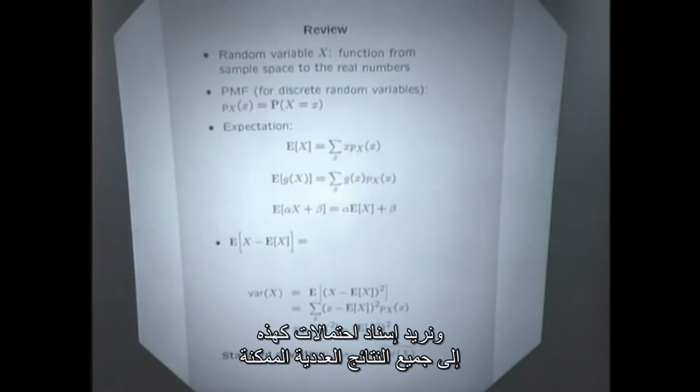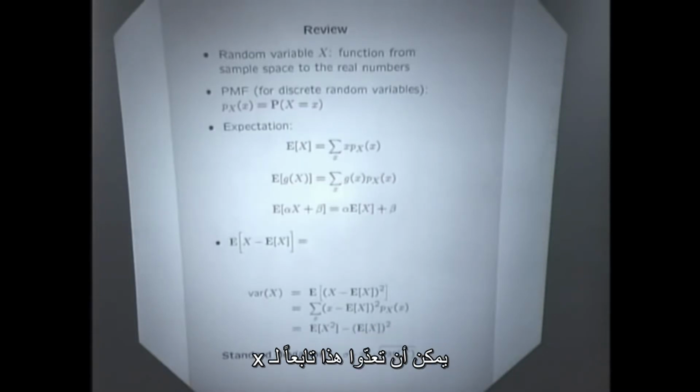It's the probability mass function of the random variable capital X. The subscript just indicates which random variable we're talking about. And it's the probability assigned to a particular outcome. We want to assign such probabilities for all possible numerical values. So you can think of this as being a function of little x that tells you how likely every little x is going to be.